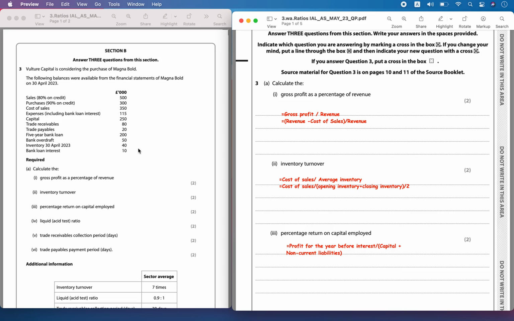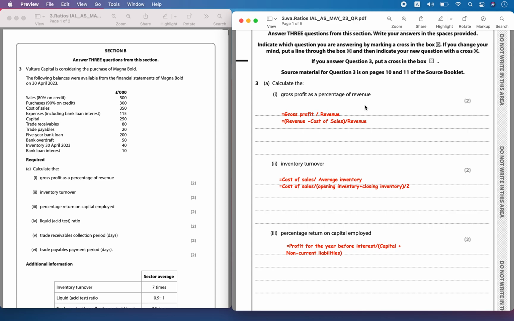Today we are going to solve the May 2023 paper, question number 3. Vulture Capital is considering the purchase of Magna Bolt. Calculate the ratios. They have given some information about the balances available. Now we have to calculate the ratios.